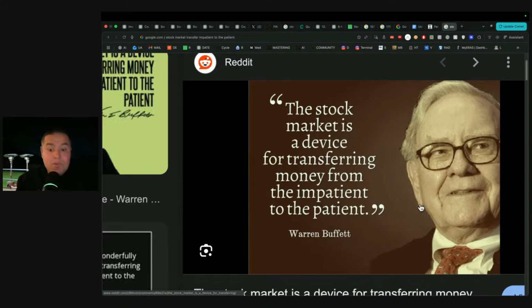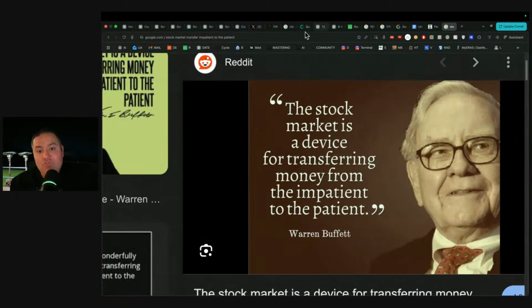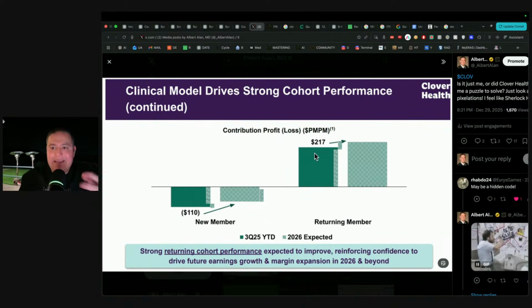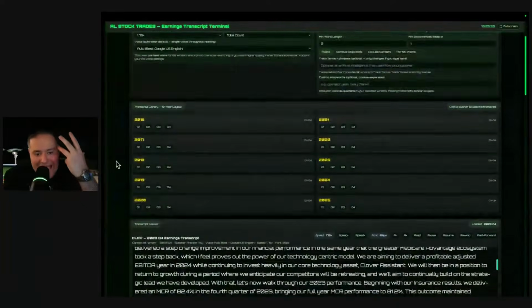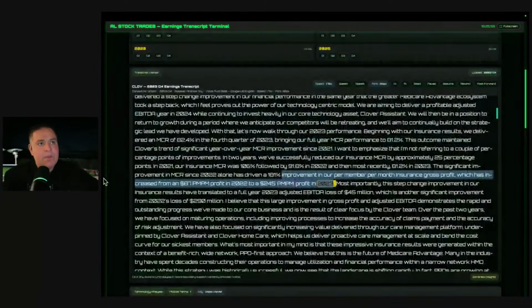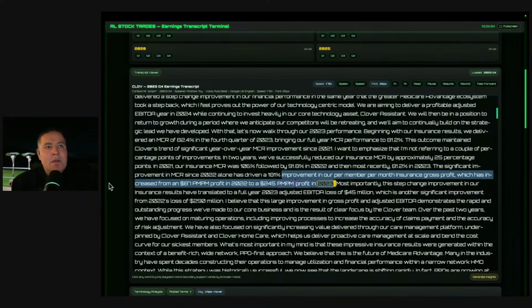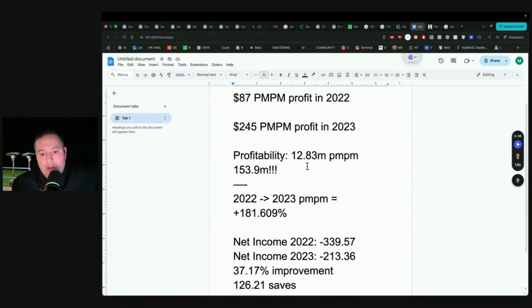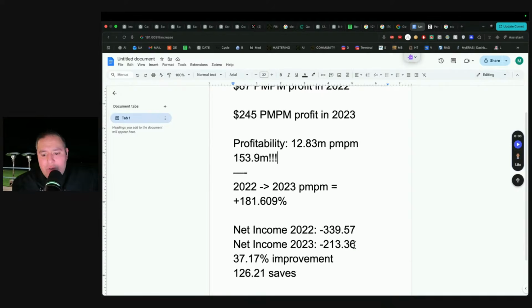So looks like the reason why they dropped here was because of Part D. Again, I wasn't able to do all this without actually having this information. And now we just got a new data point by looking at the past. They used to be at 245 PM, and that was in 2023, guys. And that was when they lost negative $213 million.